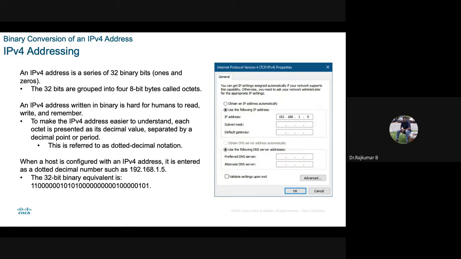When a host is configured with an IP version 4 address, it is entered as a dotted decimal number, such as here in this diagram you can see 192.168.1.5. Are you observing here?